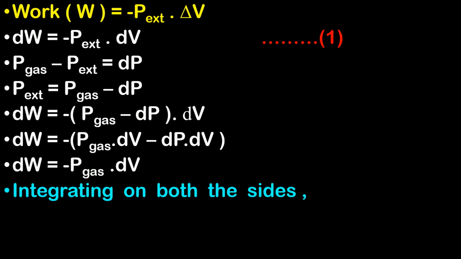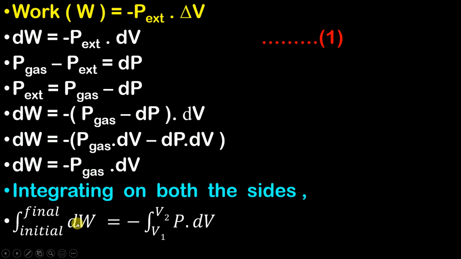And now when you integrate on both sides, this d is going to get removed. So this integration of dV, from the initial to the final condition, means the change in volume will be from V1 to V2, from the initial volume to the final volume. When you increase small volume by small volume, you finally reach one volume, which we call V2.